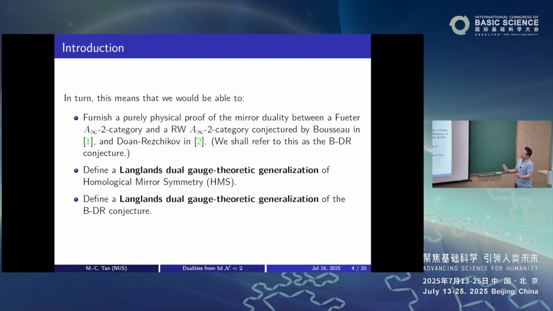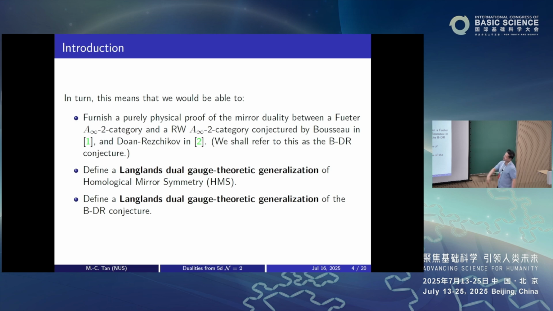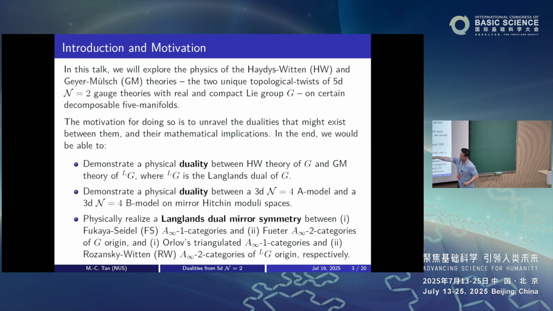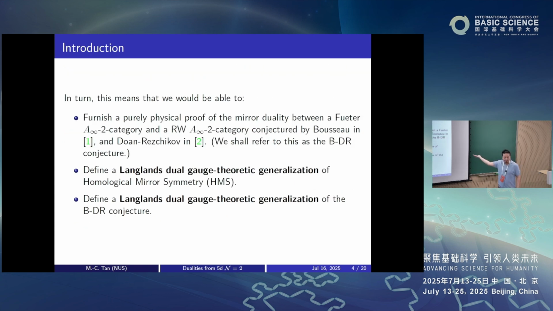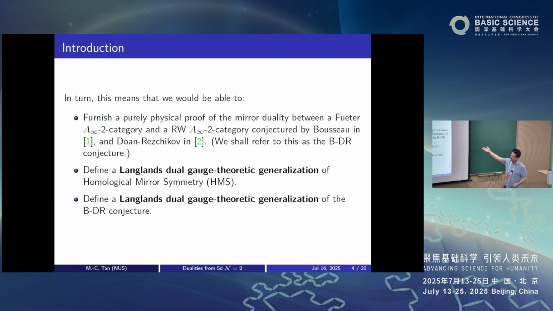So if you look at what we said earlier on, from this one here, the second one, filtered A infinity 2 category of G origin and A infinity 2 category of LG origin. This is gauge theoretic. Looking at this second one, this physical duality between a 3D N=4 A model and a 3D N=4 B model will allow us to furnish a physical proof of this conjecture by Bezrukavnikov and Kapranov on the following: that there should be a duality between a filtered A infinity 2 category and a Rozansky-Witten A infinity 2 category on a mirror target space. Okay, so this comes from this one here. By demonstrating this physical duality, we get a physical proof of this conjecture that they made. Okay, so that's for this first point.